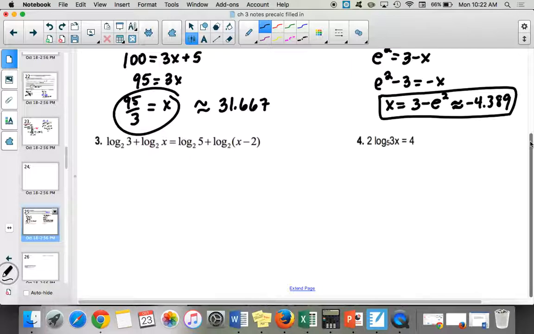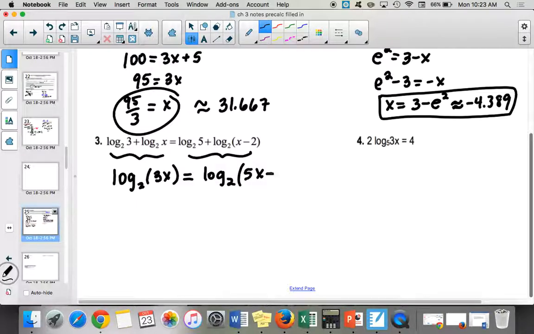All right, so this one I have lots of logarithms, so I need to combine. Okay, so I'm going to combine the two that are over here. And I know I can do that because they're both log base 2. They're the same subscript. So I can combine into log base 2 of what? 3x. Remember, I multiply when I combine, when I had addition between them. And then same thing here. This is going to be log base 2 of 5x minus 10. I'm going to multiply those as well.